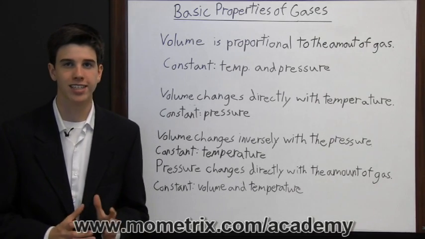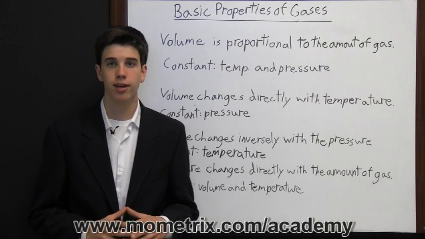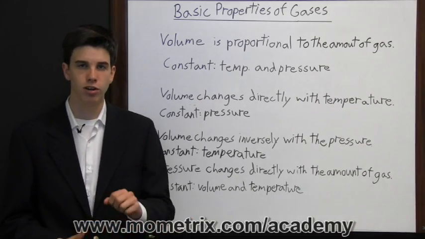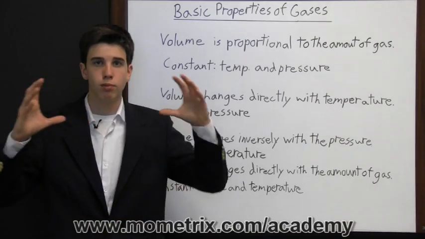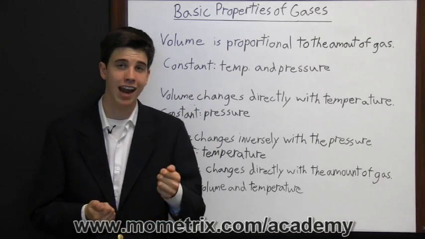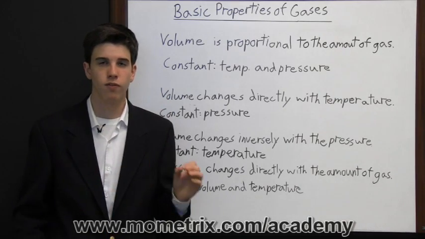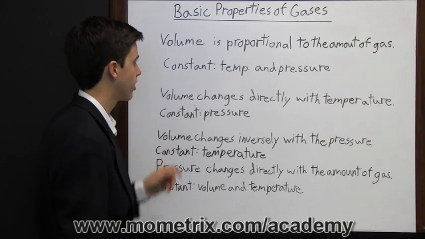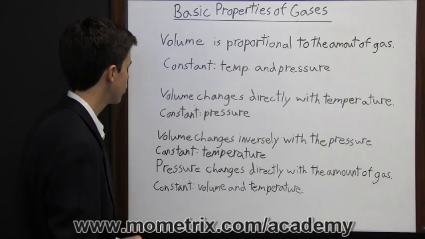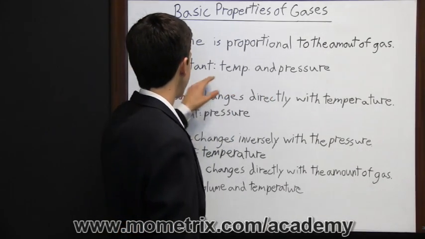As more of this air gets added to the balloon, the volume is going to increase, which makes sense. Everyone knows when you blow air into a balloon, the balloon expands. And if you let air out of the balloon, then the balloon gets smaller. So volume is proportional to the amount of gas. Now, for this to be true, the temperature and the pressure have to be constant.